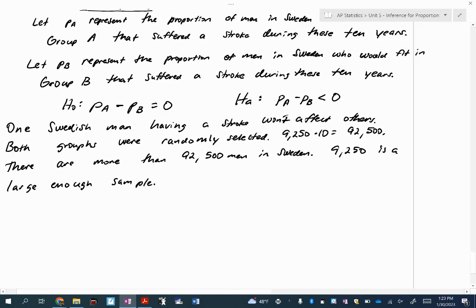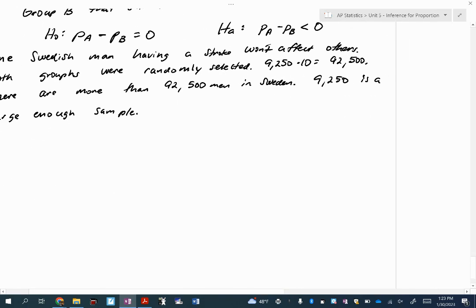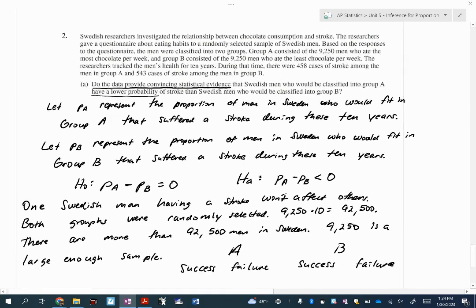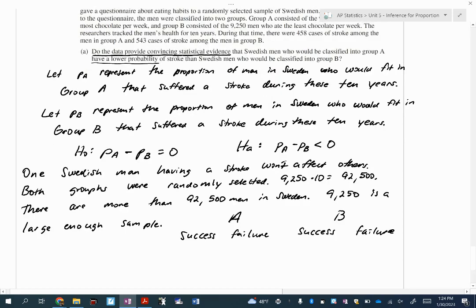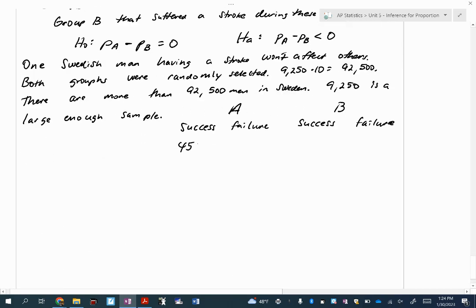We've got successes and failures. We've got two different groups, right? We've got group A for successes and failures, and then group B, success and failure. So let's write down those numbers. Again, it's going to be weird to say it, but a success in this instance is a person suffering a stroke. So let's see. In group A, there were 458 cases of men that suffered a stroke. If I subtract that from 9,250, I'll get my number of failures, 8,792.